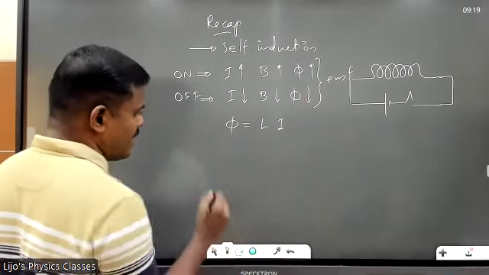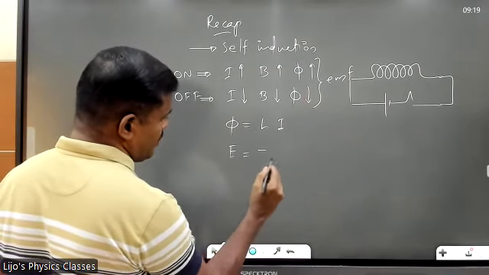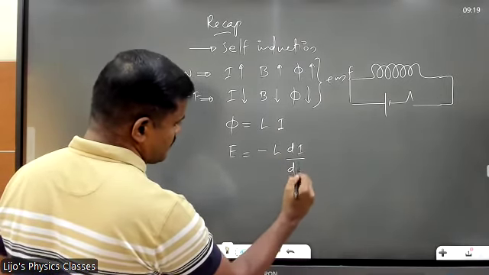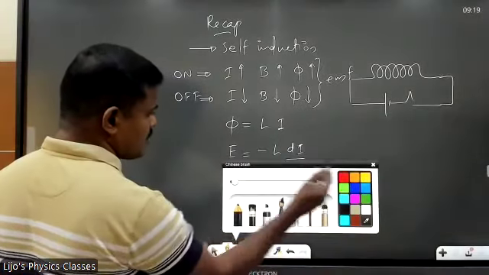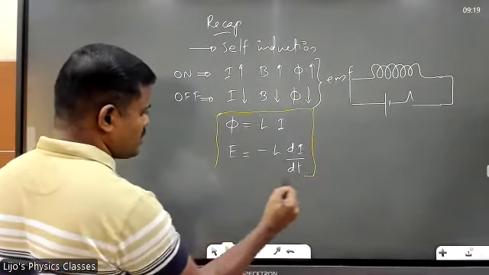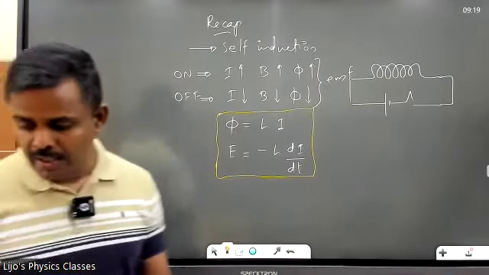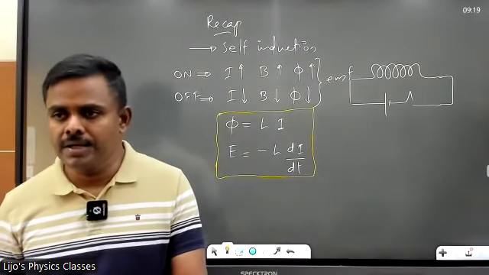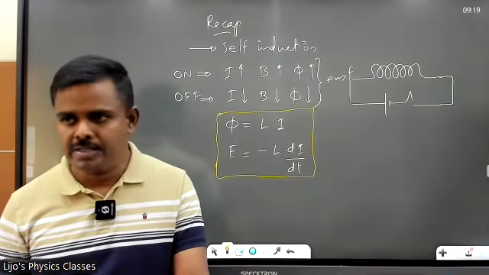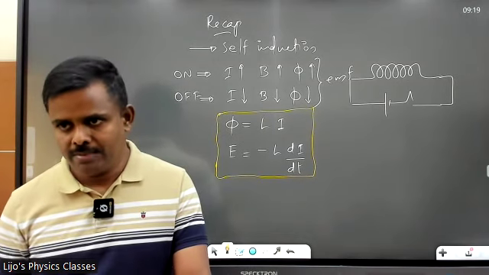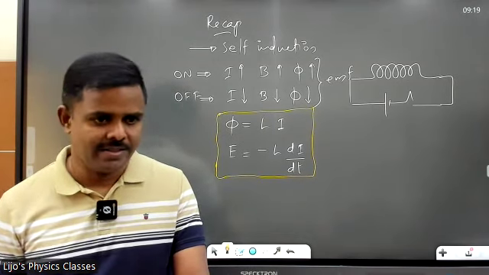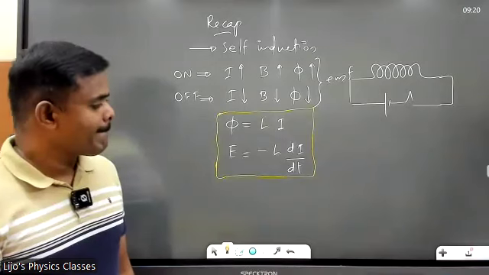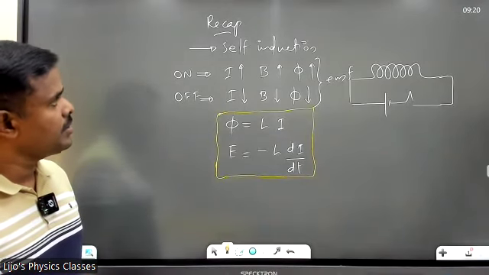Phi is equal to Li. Don't ask me where I took them from because we learned it yesterday. Put them in a box. These are the equations you learned yesterday. Flux is given by L into I. And EMF is given by minus L into dI by dt. All right. So this is self-induction.